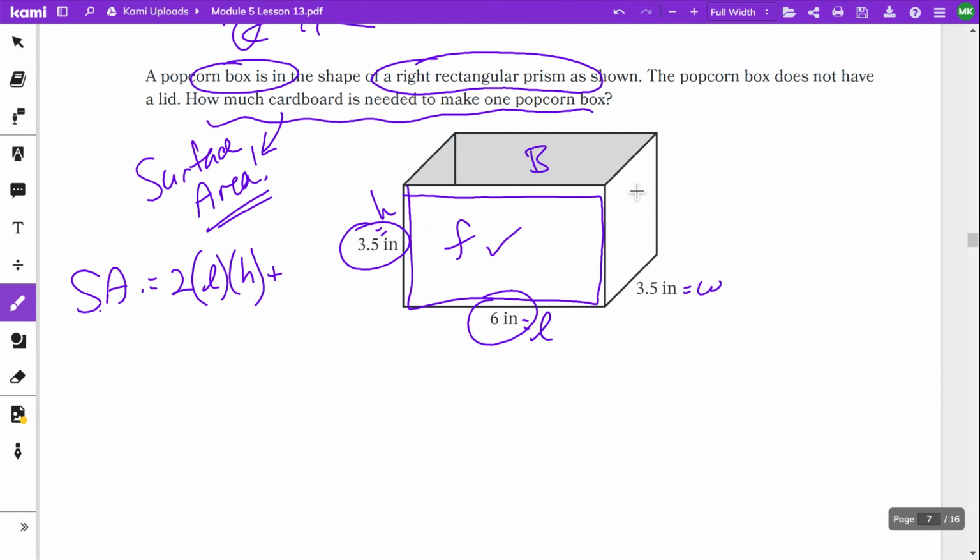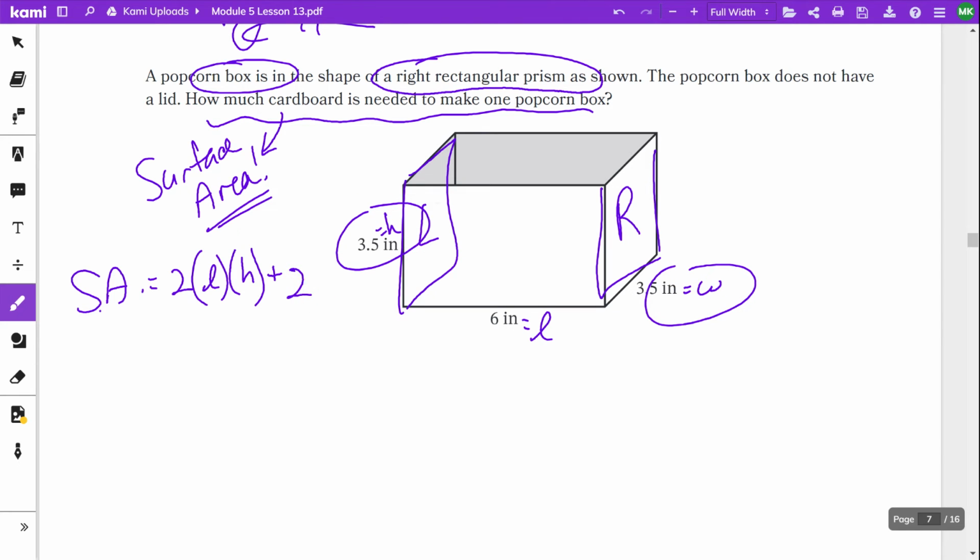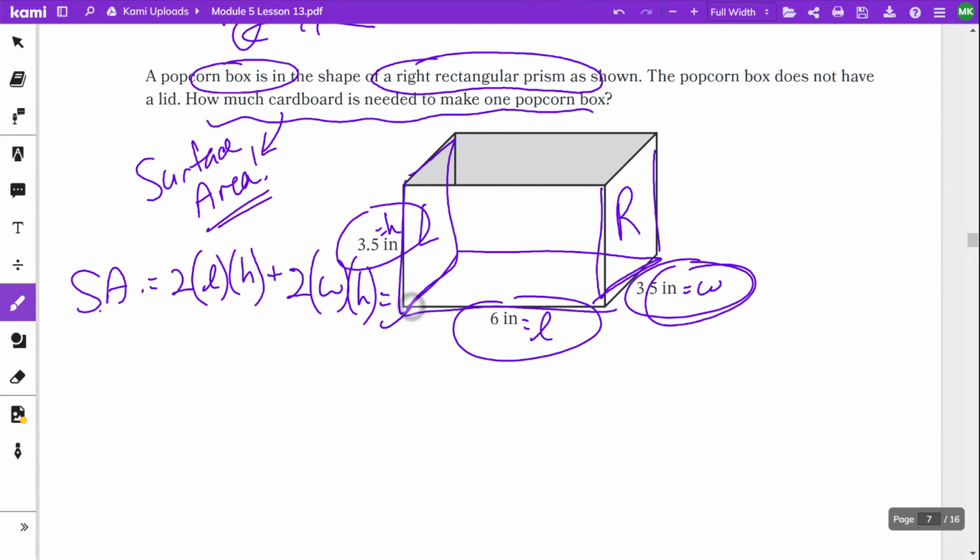Now I need, let's see, I'll get rid of all that. Okay, my little circles, get rid of those, put that back. And how about these? I need the left and the right. And for that, I need the width and the height. So two of those, width times my height. And I just need the bottom after that. So it's just the bottom, down here. And that's going to be the length times the width. So only one of those.